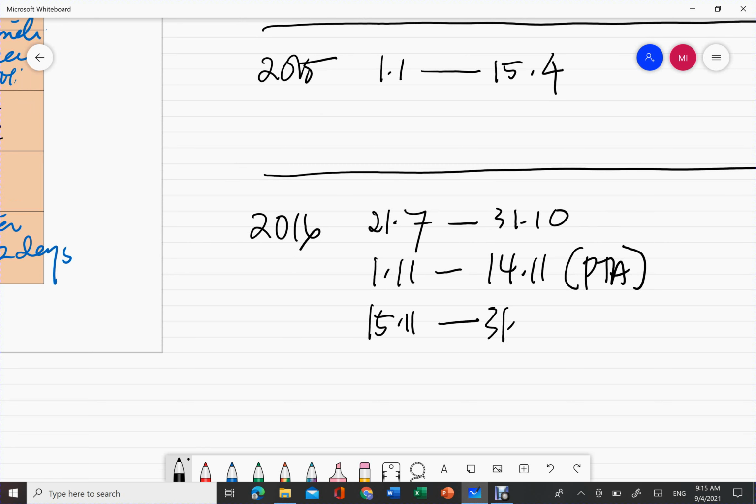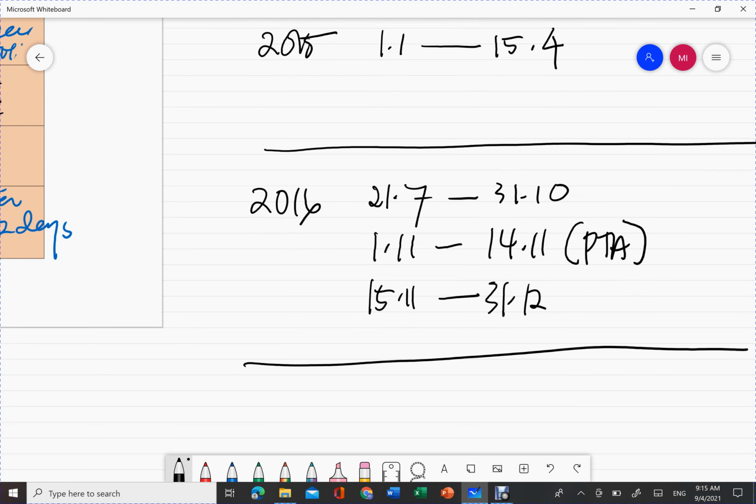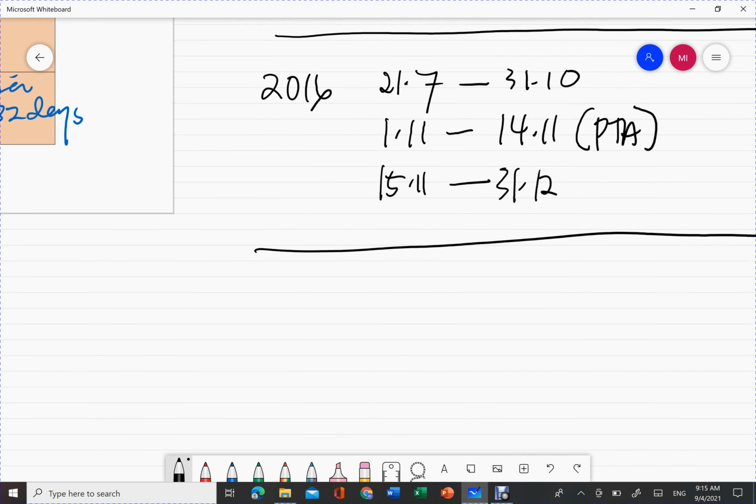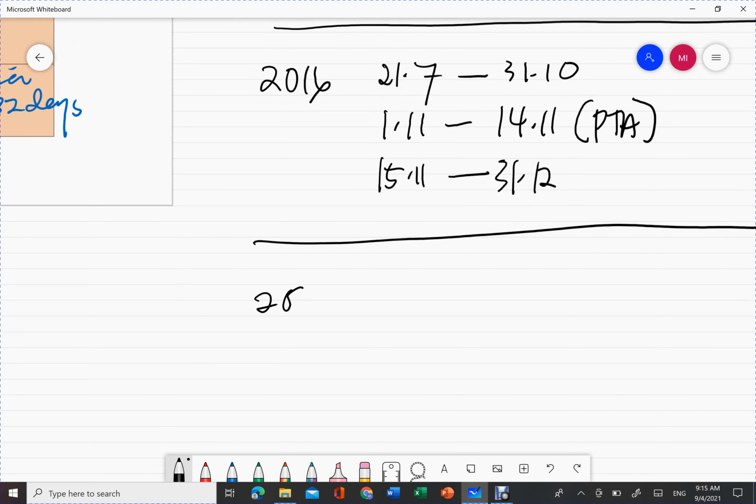Ingat kita buat benda ni ikut year, ikut dia punya year. Lepas 2016 kita ada 2017. Ingat dia stay in Malaysia starting from 15 November 2016 sampai 31 Disember 2017. Maksudnya 1 bulan 1 pun dia ada kat Malaysia. Okay, so this is how you're going to do this.